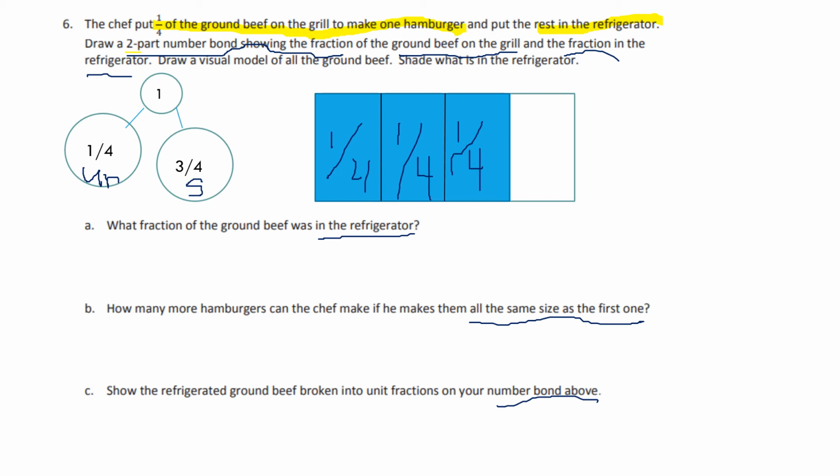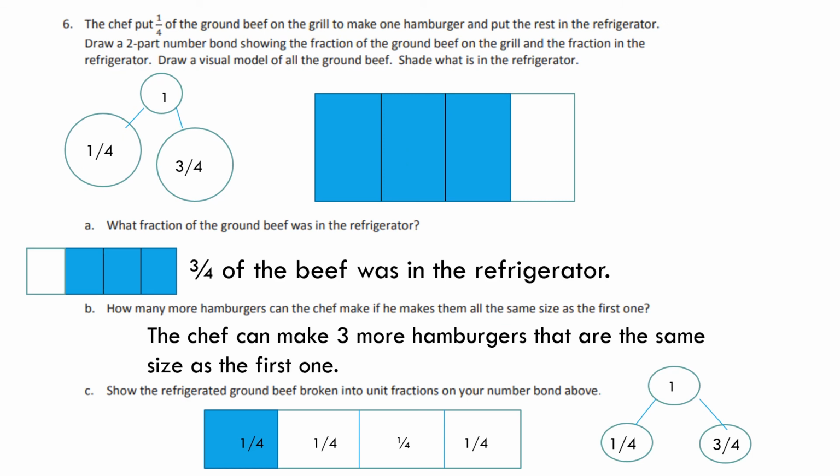All right, I'm going to go over the answers. If you need more time, just press pause. All right, so down here, you can see what fraction of the ground beef was in the refrigerator, and I said 3/4 of the ground beef was in the refrigerator. We can see we had 4 pieces.